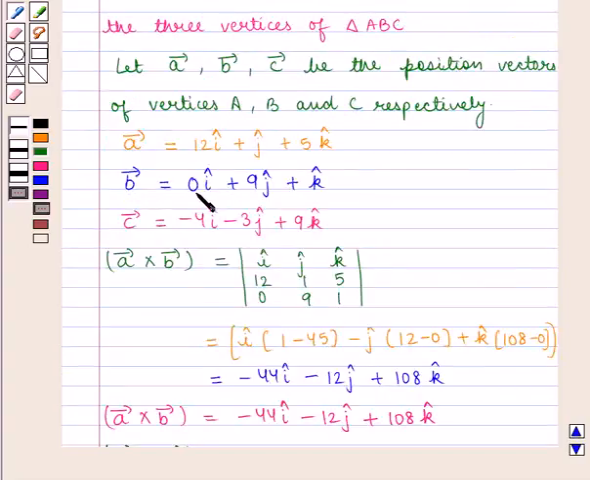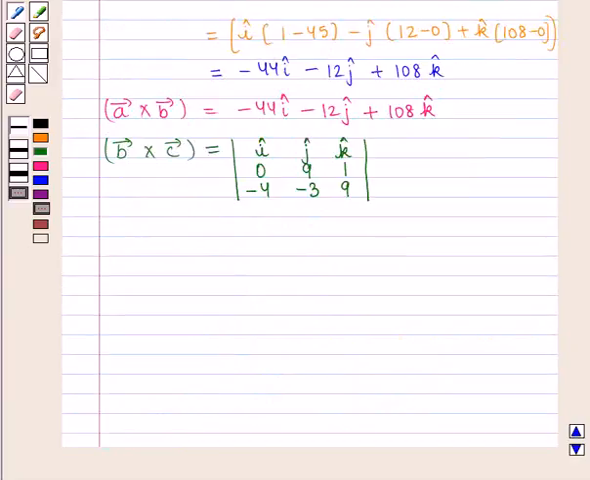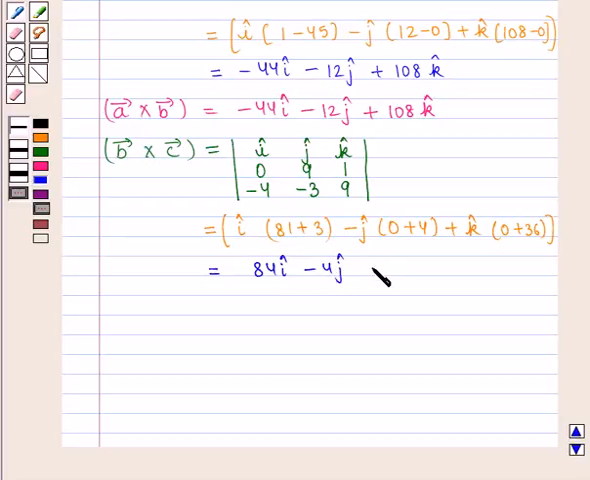Next we shall find cross product of vector B and C. Vector B is given by 0 I cap plus 9 J cap plus K cap and vector C is given by minus 4 I cap minus 3 J cap plus 9 K cap. So cross product of vector B and C is given by I cap into 81 plus 3 minus J cap into 0 plus 4 plus K cap into 0 plus 36, which is equal to 84 I cap minus 4 J cap plus 36 K cap. Therefore, cross product of vector B and C is given by 84 I cap minus 4 J cap plus 36 K cap.